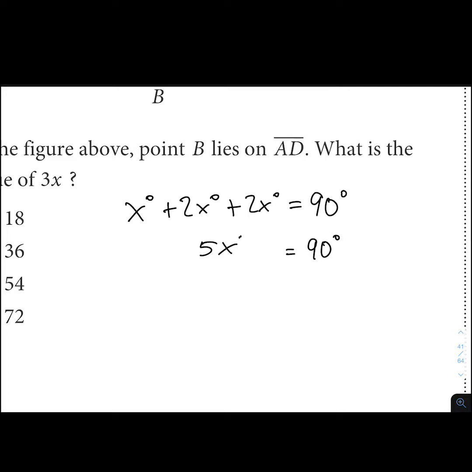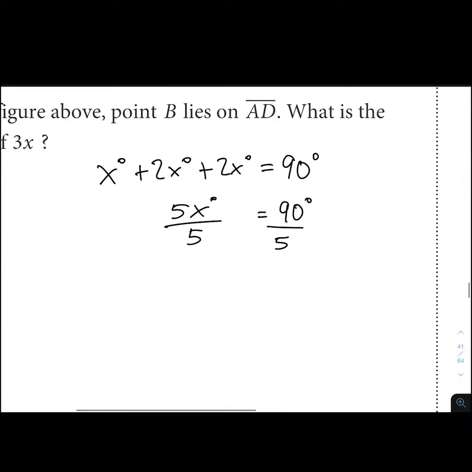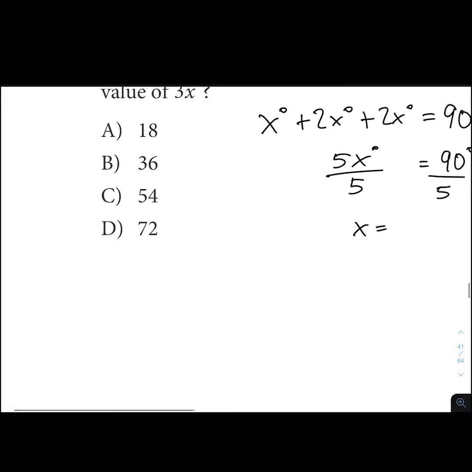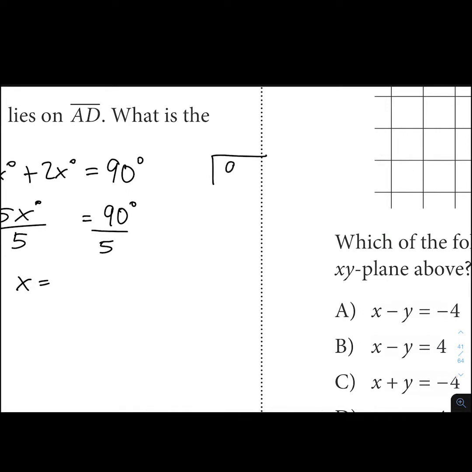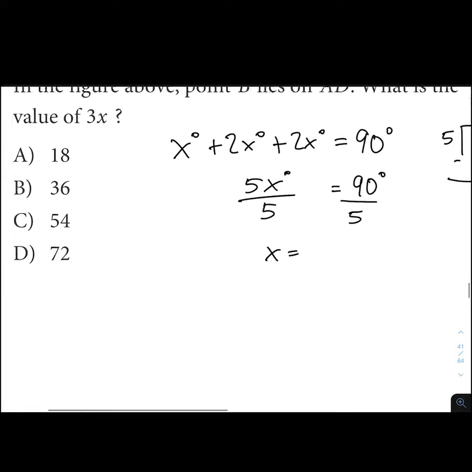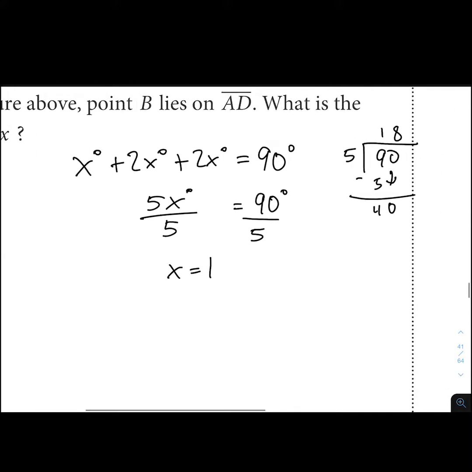And then to solve for x here, I'm going to divide both sides by 5. Now when I do that, 90 divided by 5, you may just need to work it out on one side. It's totally fine if you don't know that. But 5 goes into 9 one time. That's 5. 4, bring down the 0. 5 goes into 40 8 times. That means 90 divided by 5 is 18.